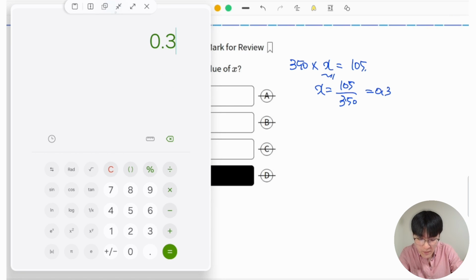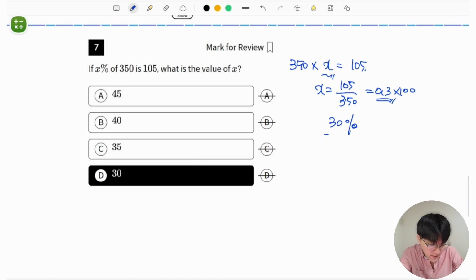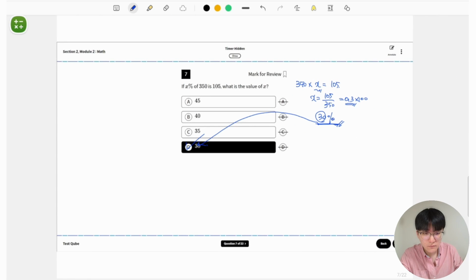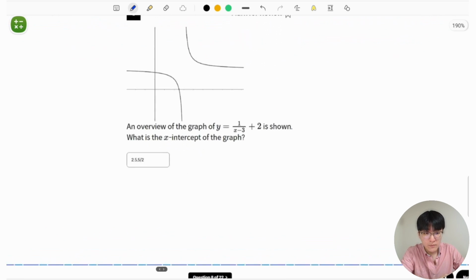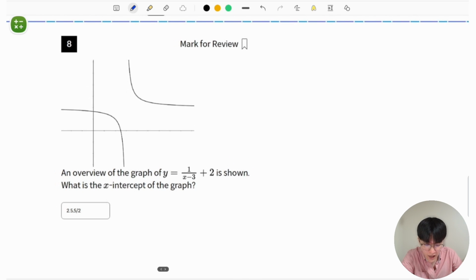So is it 0.3%? No. This is a number value. We have to multiply that by 100, meaning this is 30%. Therefore, we're looking for answer choice D. Okay? All right, moving on to question number 8. An overview of the graph of y is equal to 1 over x minus 3 plus 2 is shown. What is the x-intercept of the graph?